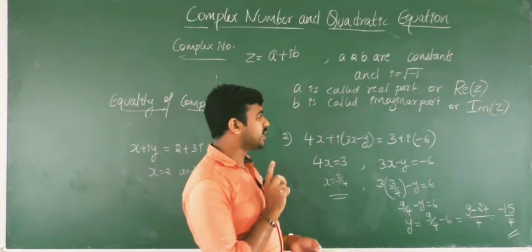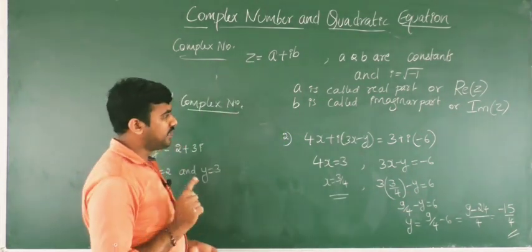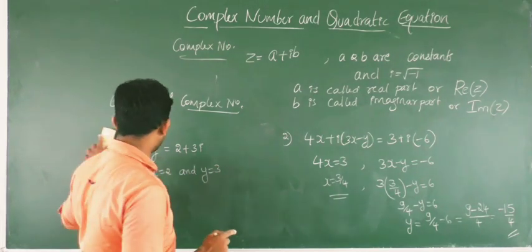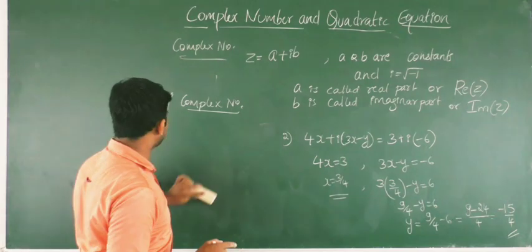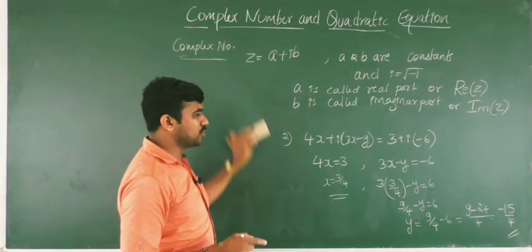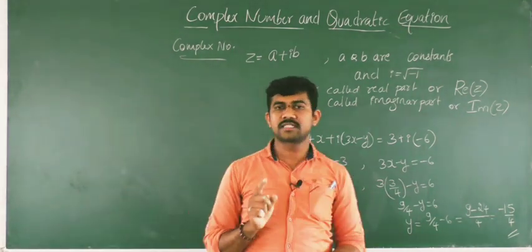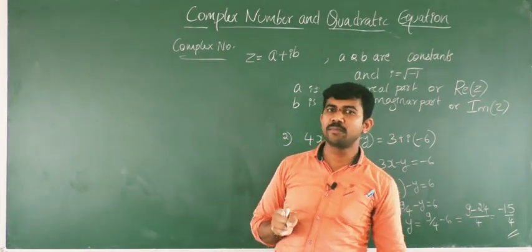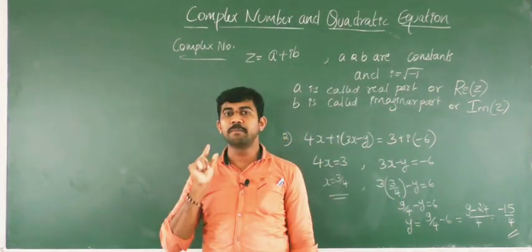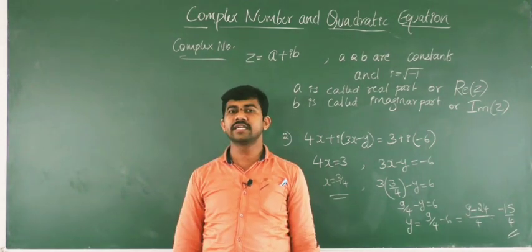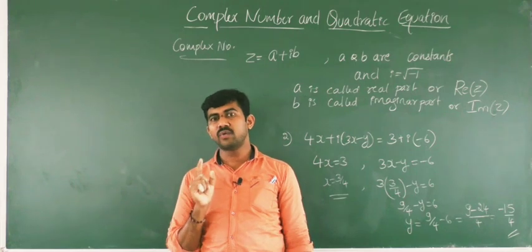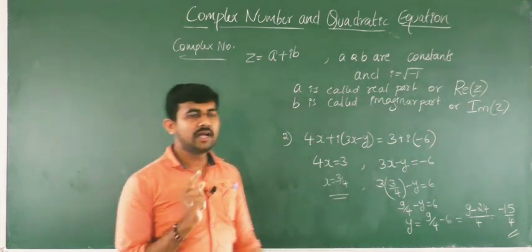This is one example of finding the x and y values of a given complex number. Now sometimes in the exam they will ask to express the complex number in the form a plus ib. To express the complex number in the form a plus ib, you should know the powers of the imaginary number. i means imaginary number. What are the powers of i?